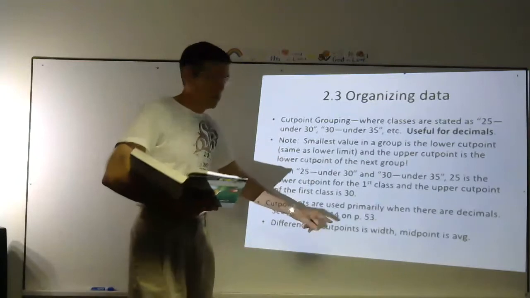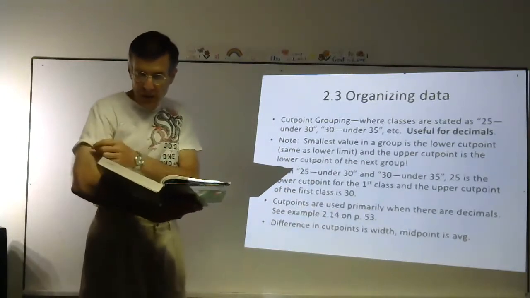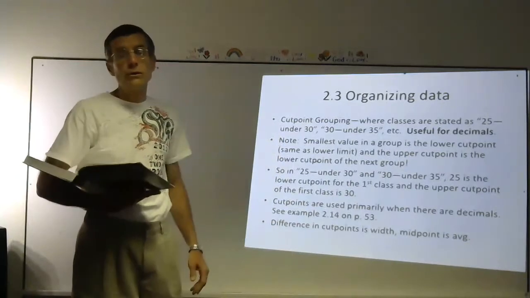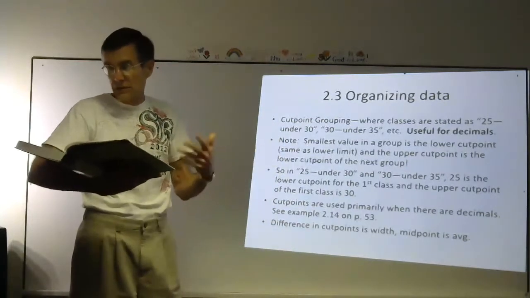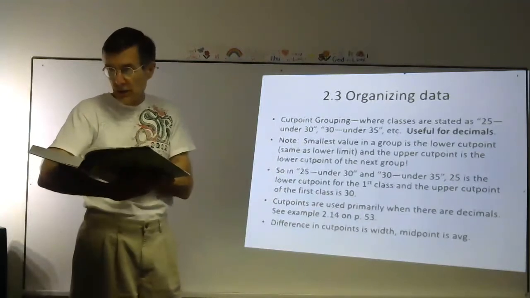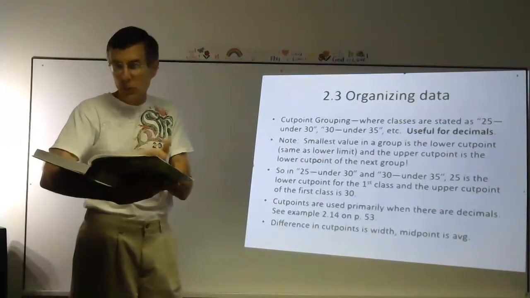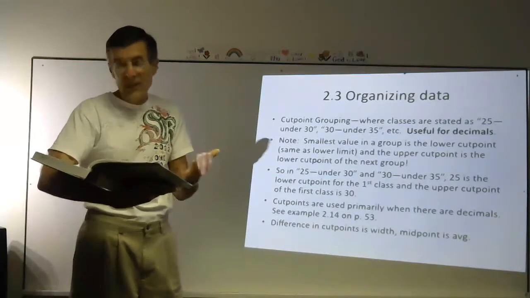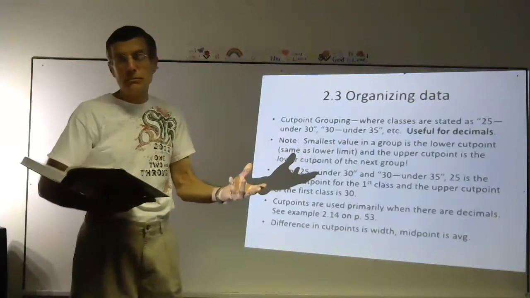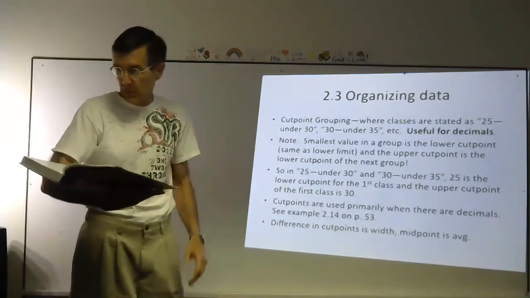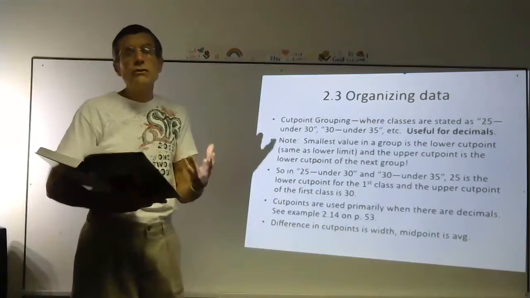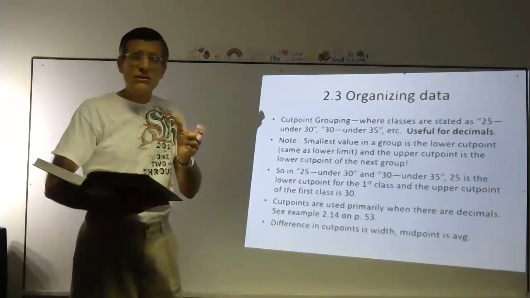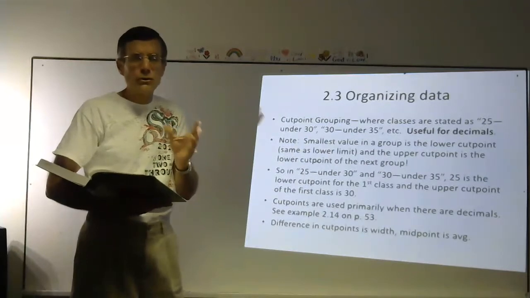Look at 2.14 on page 53. We're talking about the weights of 18 to 24-year-old males. And notice all the decimals. Look how they made their chart. 120 to under 140, 140 to under 160, and so on, okay? And they end up with 8 bars or 8 pieces of pie. Very, very manageable. There are different ways you can do these, but you should try to strive for in the neighborhood of 6 to 8 bars or groups.